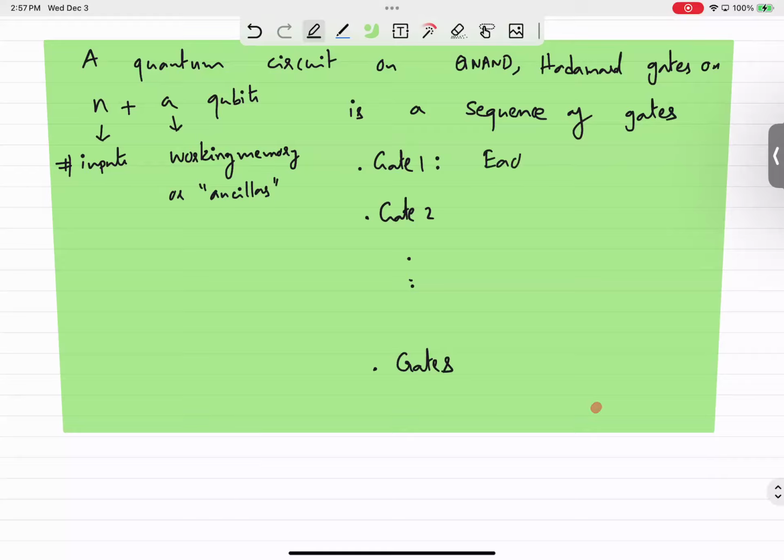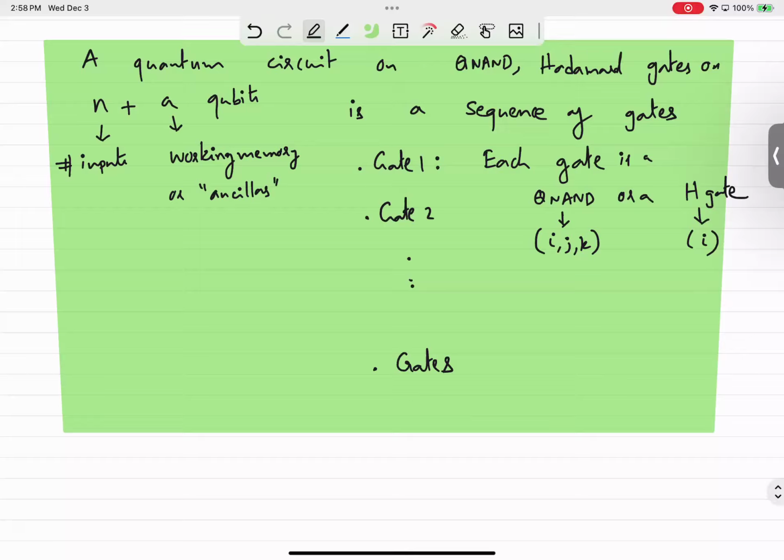And each gate is a QNAND or a Hadamard gate. Okay. And in terms of description, if it's a QNAND, I need to tell you what are the 3 photon indices that I'm operating on. If it's a Hadamard, I need to tell you which photon I am operating on. Okay.